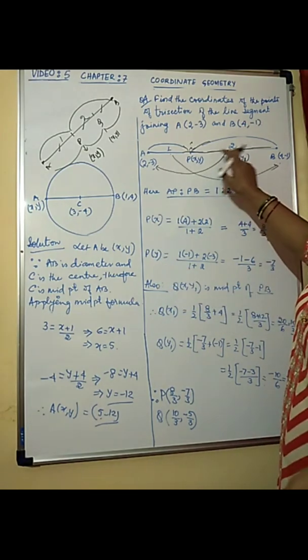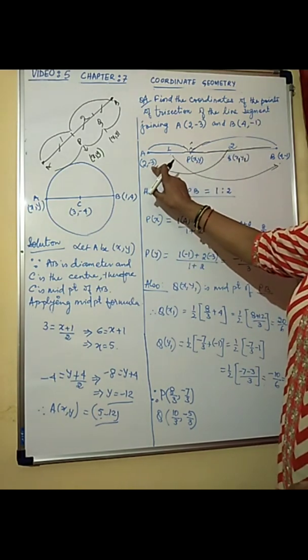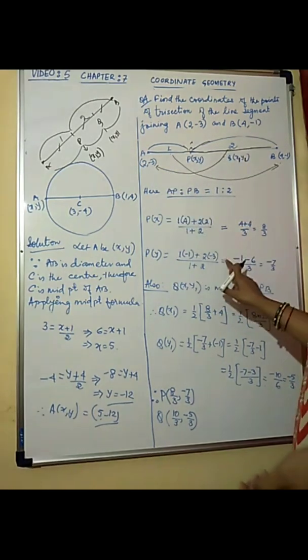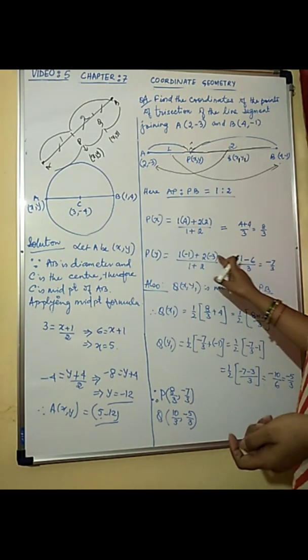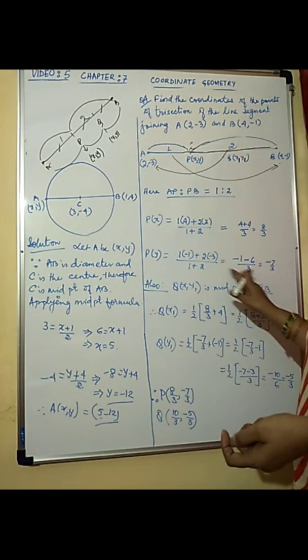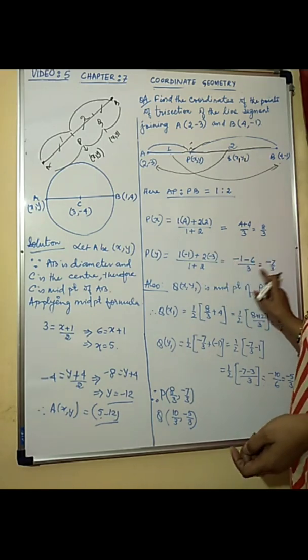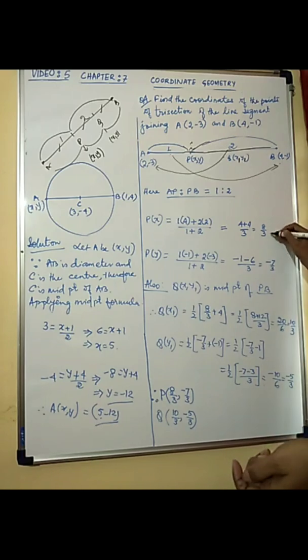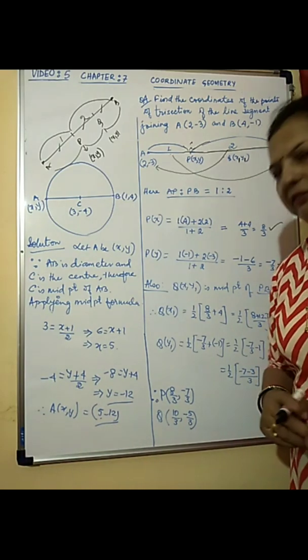Then Py will be 1 into y, which is 1 into -1, plus 2 into y1, which is 2 into -3, divided by 1 plus 2. So you get -1, and 2 into -3 will give you -6. So (-1 - 6)/3, which is -7/3. So the values of Px and Py, we got as 8/3 and -7/3.